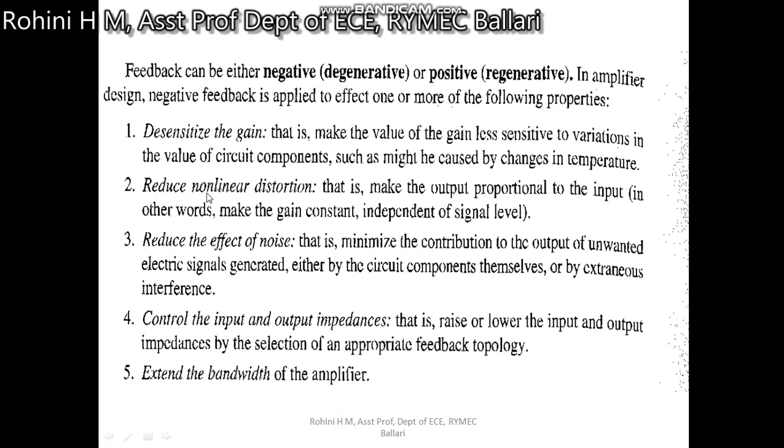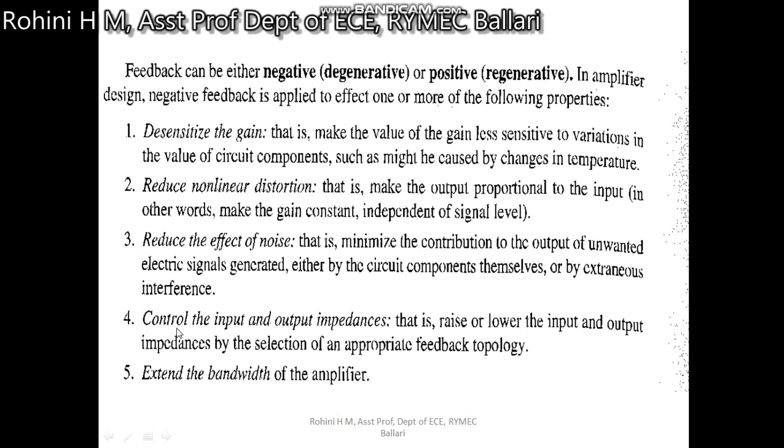The second one is reduce non-linear distortion. That is, make the output proportional to the input. Non-linear distortion will be reduced by applying negative feedback, so that the output is proportional to the input. Then the third property is reduce the effect of noise. That is, it will minimize the contribution of noise to the output signal. Unwanted electric signal is minimized in the output signal.